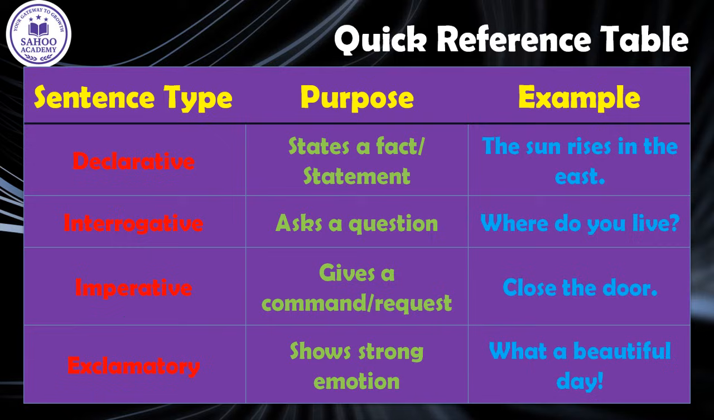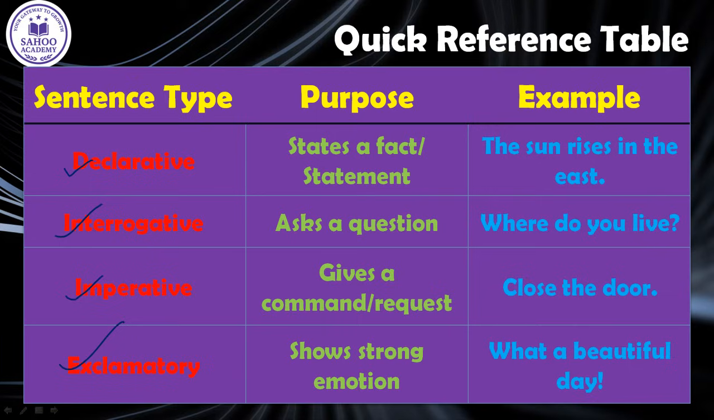Now let's quickly review what we have learned so far with this helpful reference table. Here we see all four kinds of sentences we discussed earlier, now in a clear side-by-side format. Okay. First, the declarative sentence. Its purpose is to state a fact or make an assertion. For example, the sun rises in the east. It is straightforward and informative.